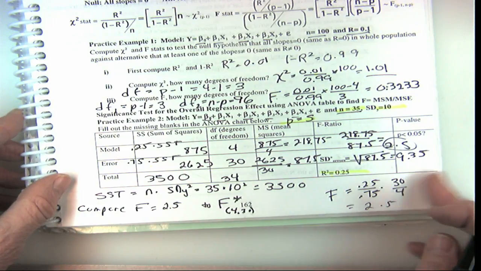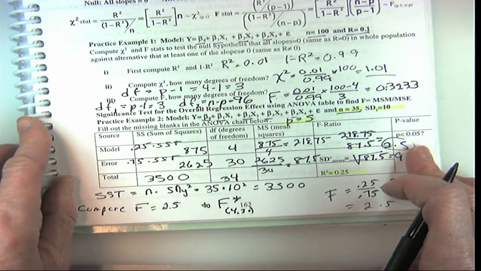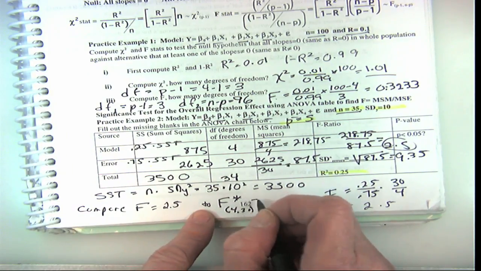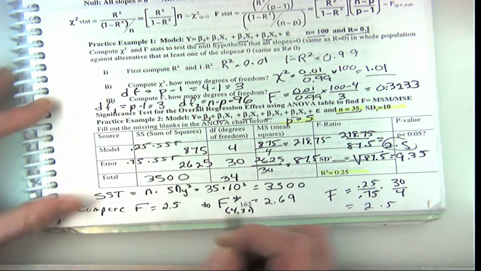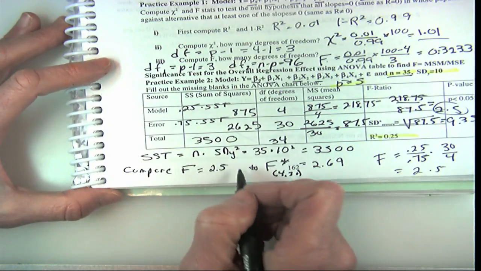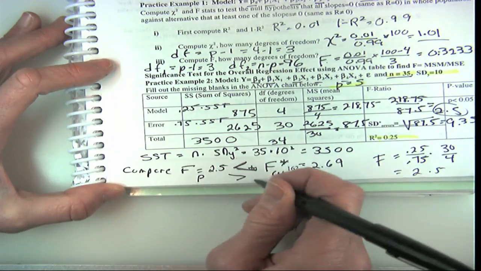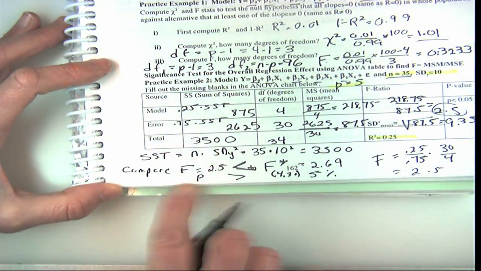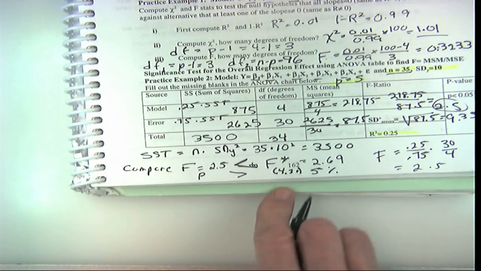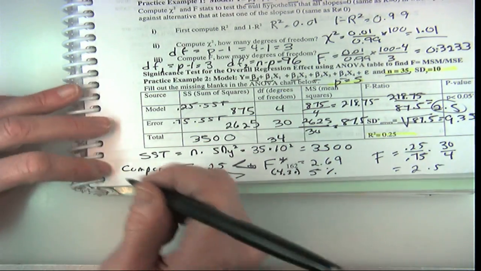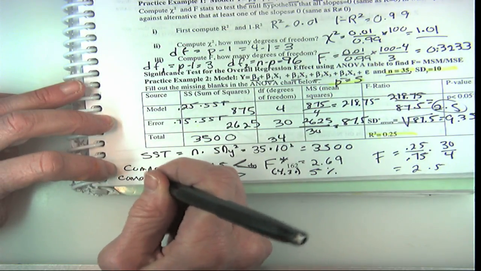So where's our F, 2.5? Where can we compare it? Right here to 2.69. And it's what? Is it bigger? No, it's less. So our p-value, so p is bigger than 5%. So we don't reject the null, cannot reject null. We might not have anything in that model. All right, that's it. So we finished that, and then we'll finish up on Tuesday this entire section.